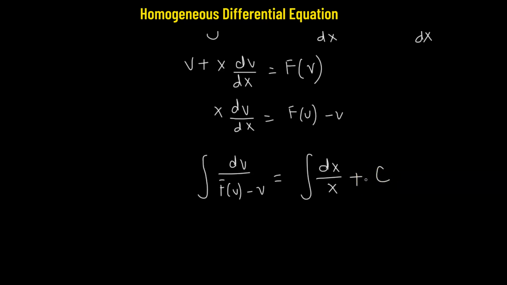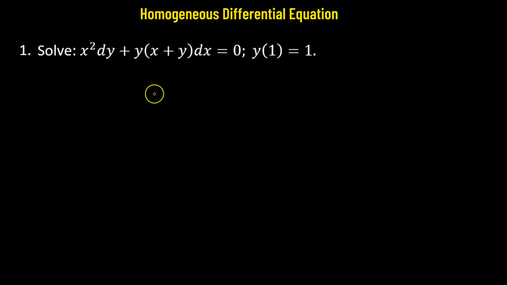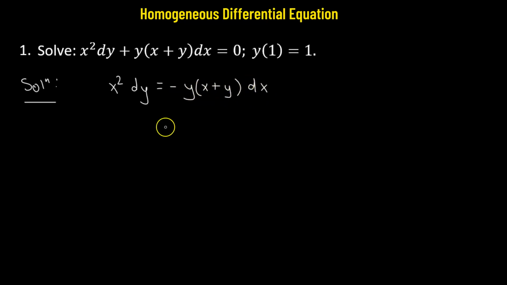So let's try to understand this topic with the help of a few problems. So we have the following differential equation. Let's try to rewrite the given differential equation in the form dy over dx. So we have x squared dy. We'll take the second term to the right hand side, so that will be negative y times x plus y dx. So we have dy over dx equals negative y times x plus y whole divided by x squared.